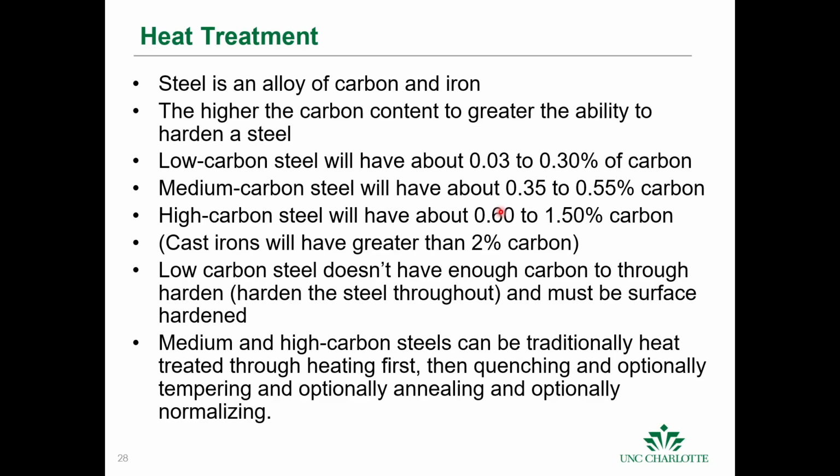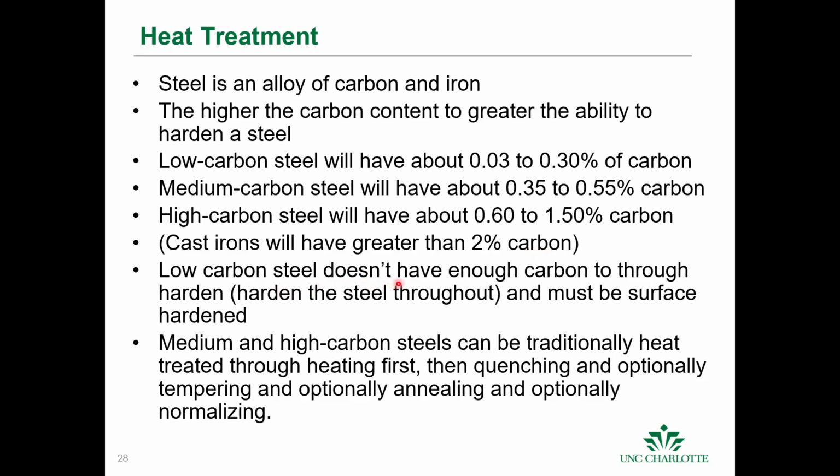Steel is just an alloy of carbon and iron, and you have other steel alloys that have other elements added to them for different properties. The higher the carbon content, the greater the ability to harden a steel. So low carbon steels will have about 0.03 to 0.3% carbon. Medium carbon steels will have about 0.35 to 0.55% carbon. And high carbon steels will have about 0.6 to about 1.5% carbon. We call cast irons those with greater than 2% carbon.